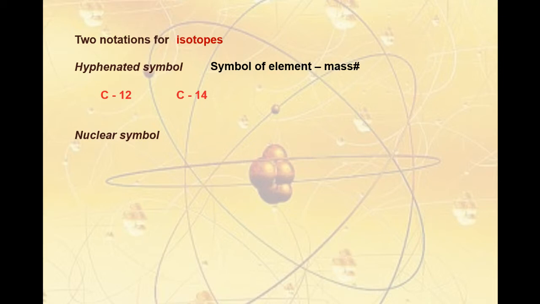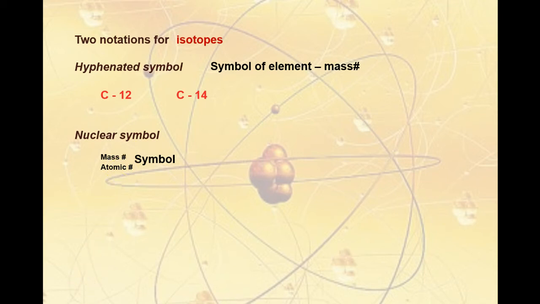And then you have carbon-14, or radiocarbon-14. So that number after the symbol is the mass number. The nuclear symbol, on the other hand, I think gives more information than the hyphenated symbol, because you have the symbol of the element, and then superscripted on the left-hand side you have the mass number, and then below the mass number you have the atomic number.